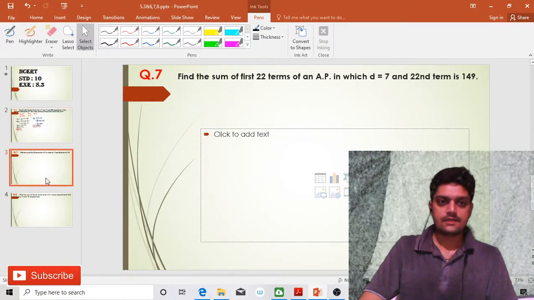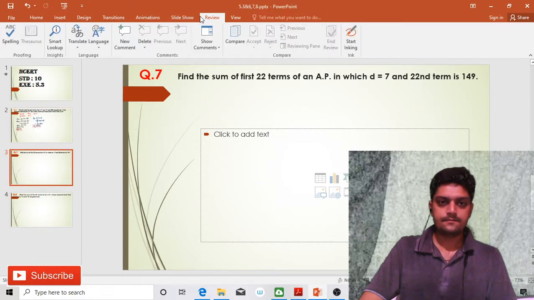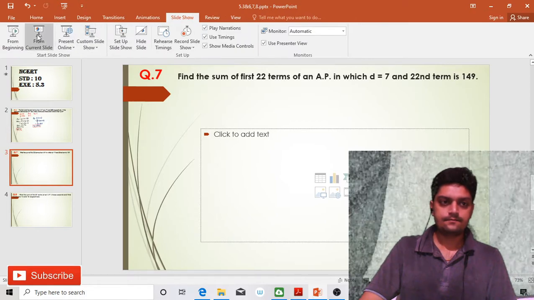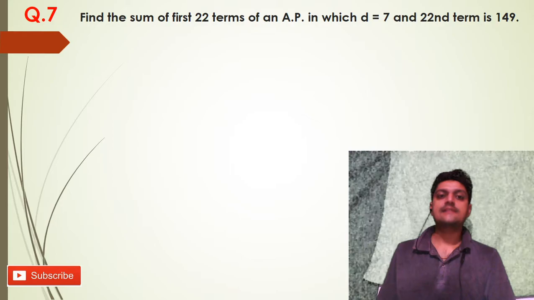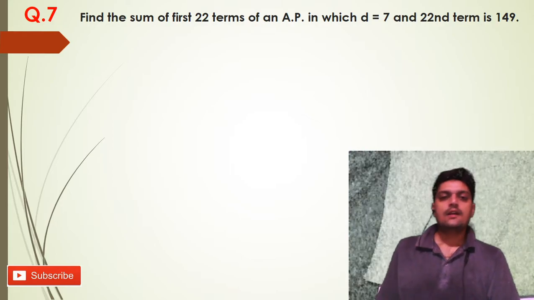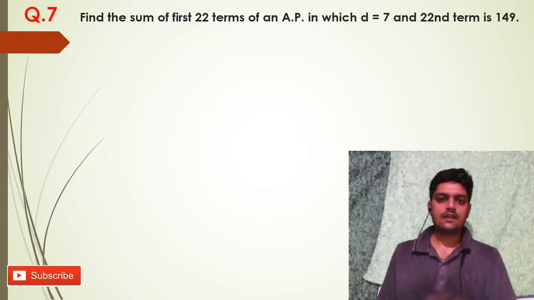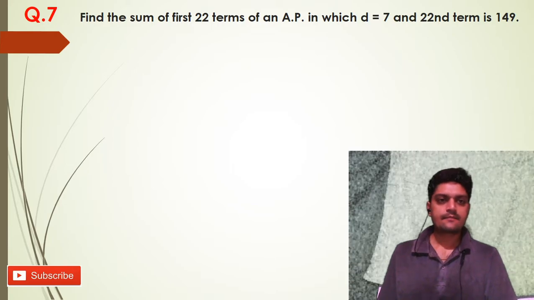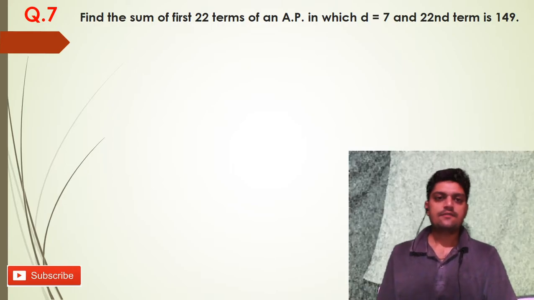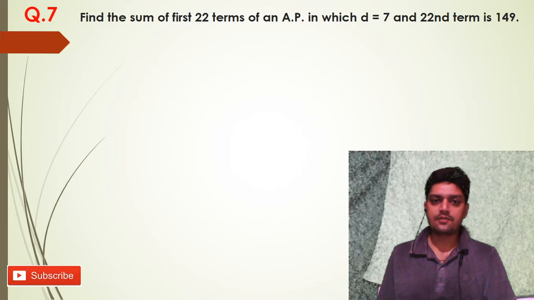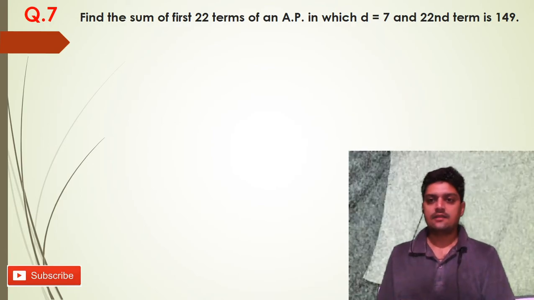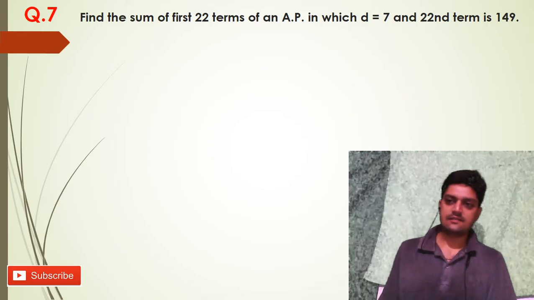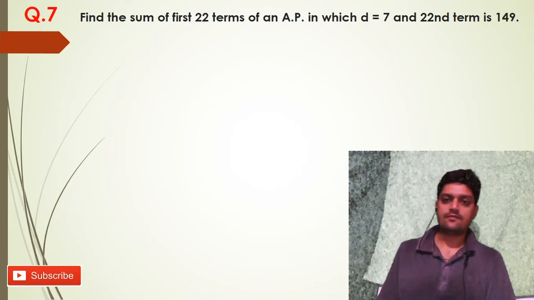Okay, so the second question, means the next one, seventh question. Okay, so see here what it says. It says find the sum of first 22 terms of an AP. D is given and the 22nd term is given. So now let me write all the data first.